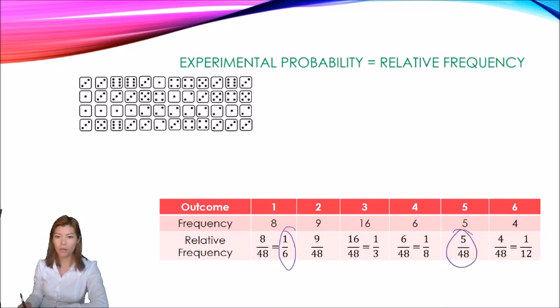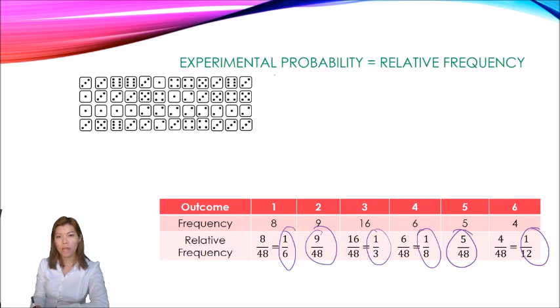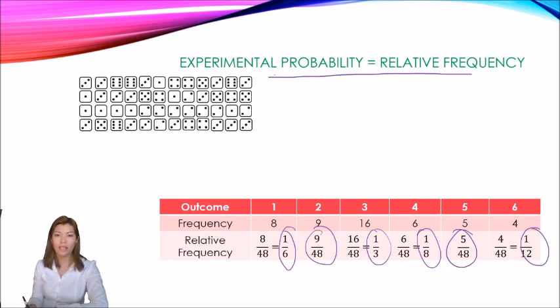So the best way to predict probability is by using its relative frequency. So the experimental probability is actually exactly the same as relative frequency. So let's have a look at how the questions are worded. Again, we can answer their questions. How many trials were there? So we look at the total number of frequency added together. So we add all of these together and we get 48.